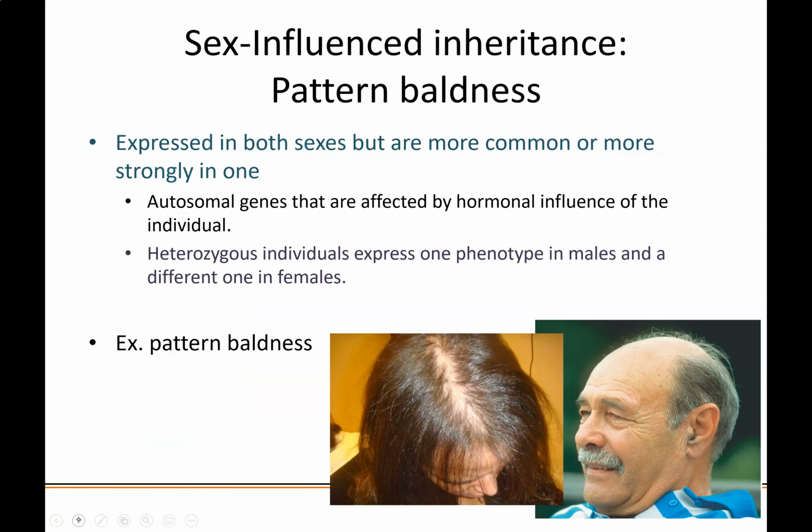The other is a sex-influenced pattern of inheritance. This means that it can be expressed in both sexes, but it's usually more common or more strong in one or the other.